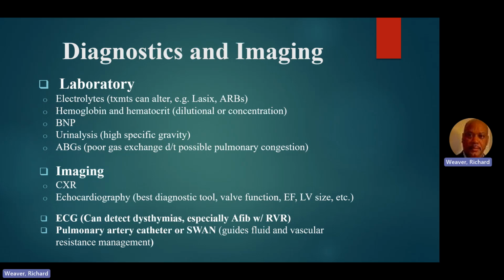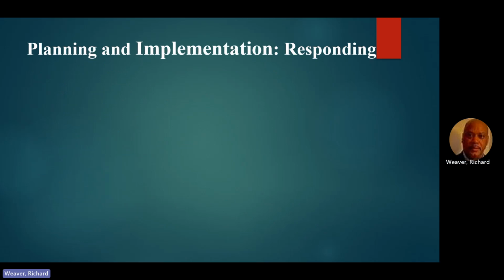And then, of course, there's an invasive tool that we use called a pulmonary artery catheter or a Swan-Ganz catheter. We can monitor fluids. We can also monitor the vascular resistance within the cardiovascular system. And then we can manage it with medications. We can either reduce the fluids or we can reduce the vascular resistance by giving diuretics or vasodilators. And so this tool just helps to guide that therapy.